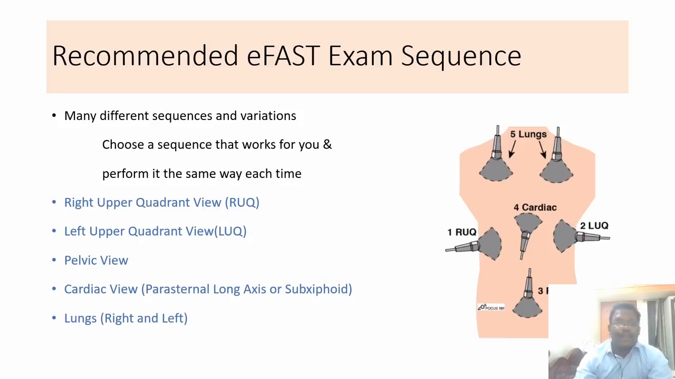What is the recommended E-FAST sequence? There are many different sequences of E-FAST available. In the original FAST assessment, which was done by Dr. Rozycki, he started the assessment with the pericardial view, followed by the right upper quadrant view, then the left upper quadrant view, then ended with the pelvic view. Currently, many emergency physicians do the E-FAST by beginning from the right upper quadrant view, then the left upper quadrant view, then the pelvic view, then move to the pericardial view, finally ending with the lung views. So choose whatever sequence works for you and perform it in the same way each time.